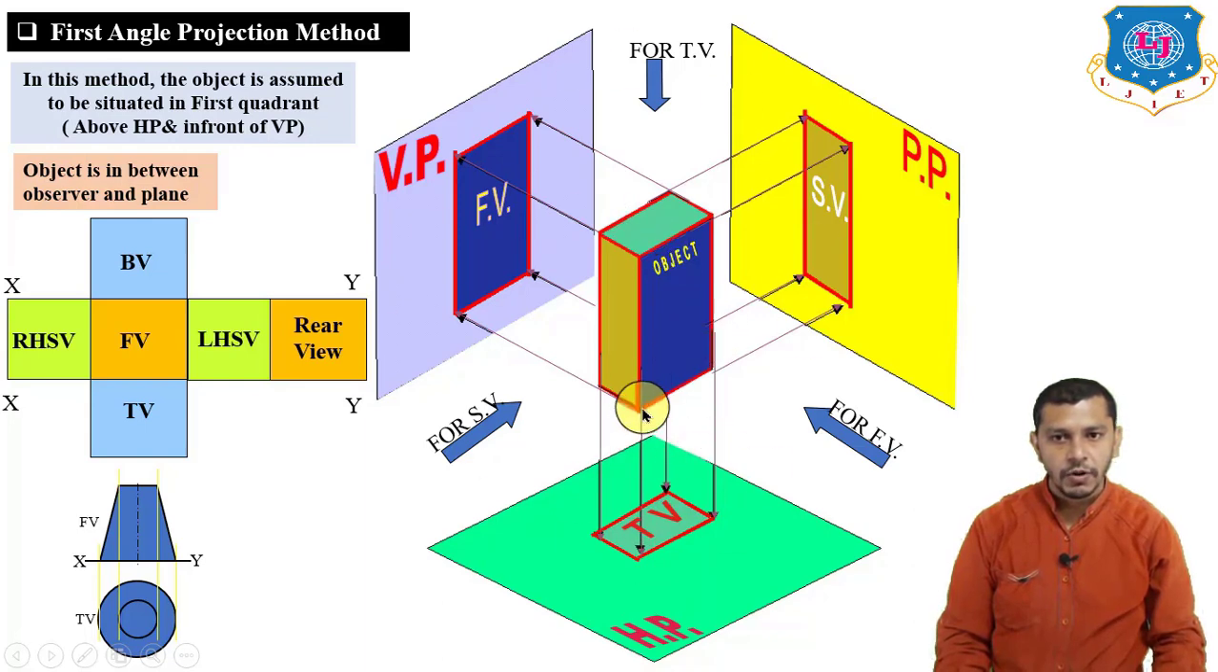So after plotting the front view, top view and the side view of the given object, we have to rotate the horizontal plane 90 degrees in the clockwise direction and the profile plane 90 degrees in the anti-clockwise direction.